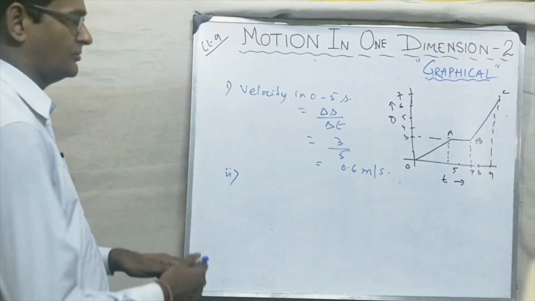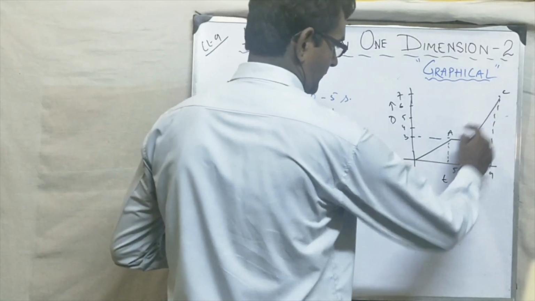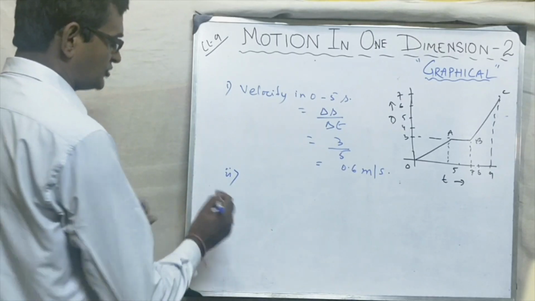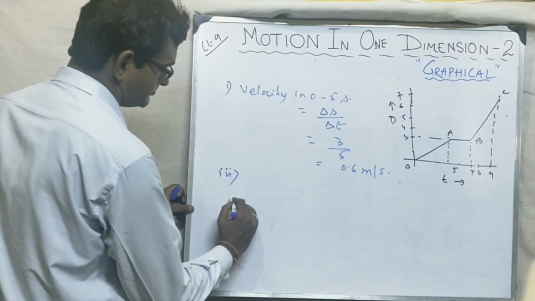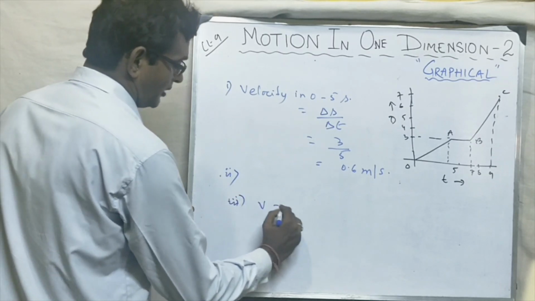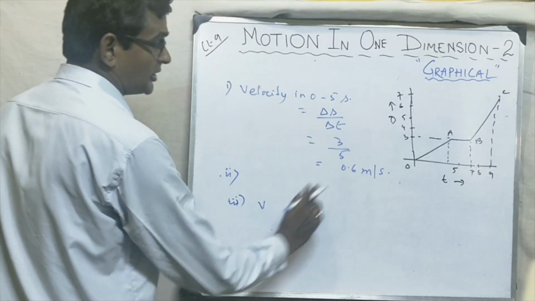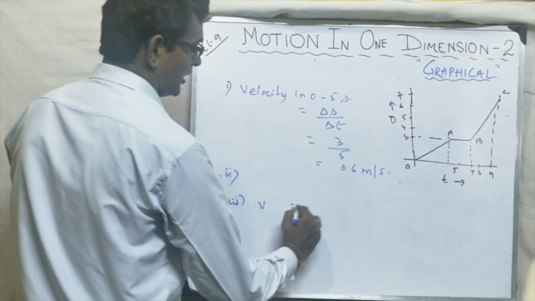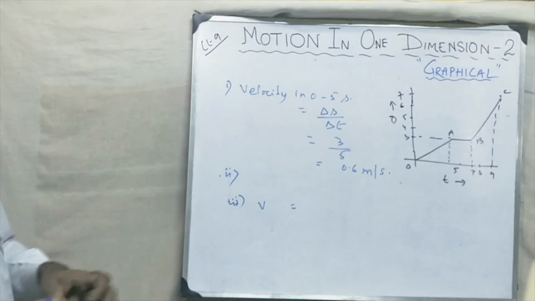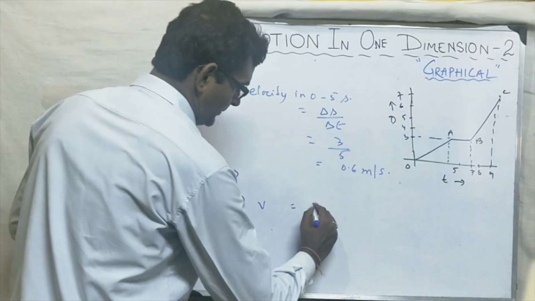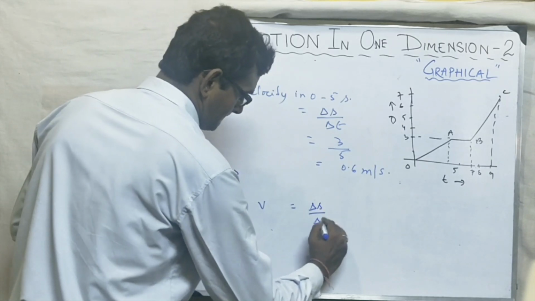After that, let's see in this interval. Okay, what will happen? So 2 is done, now 3. Velocity in the time interval of 7 seconds to 9 seconds. What will that be? That will be del S by del T.